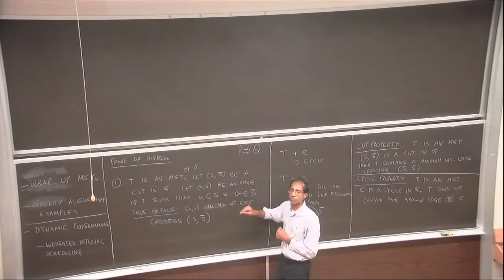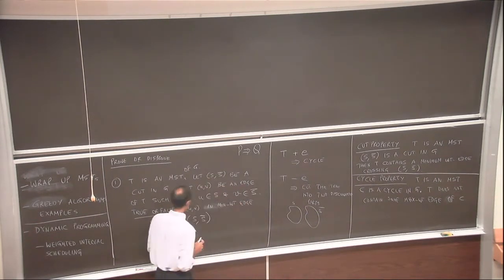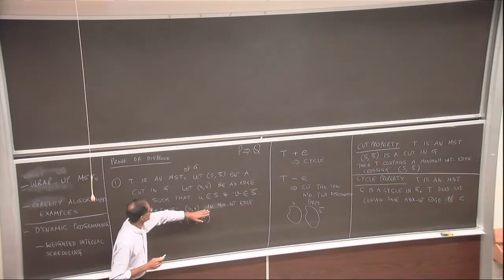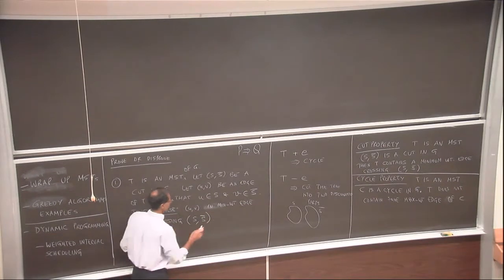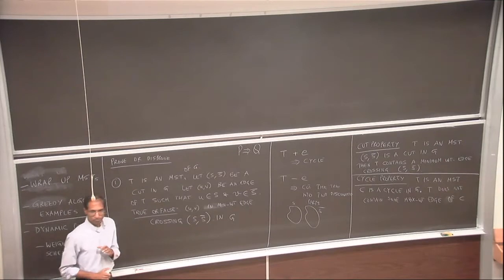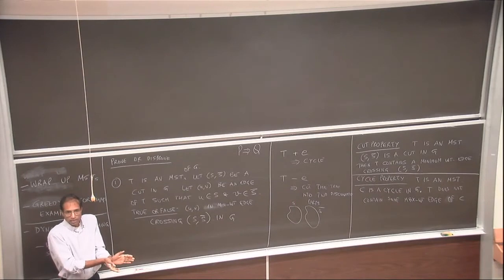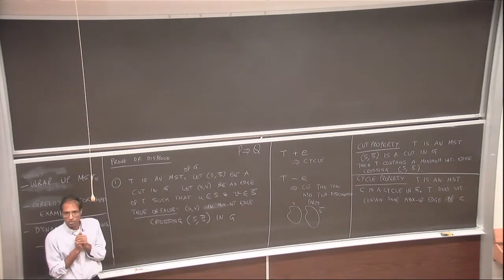Then you say that, oh, it's not the minimum weight edge crossing the cut. Okay? So let me actually be more precise here. UV is the minimum weight edge crossing the cut in G. There are lots of edges crossing the cut in G, and UV of course is in G, right? Because it's part of the tree, so it's part of the graph. Is it the minimum weight edge crossing the cut in G?